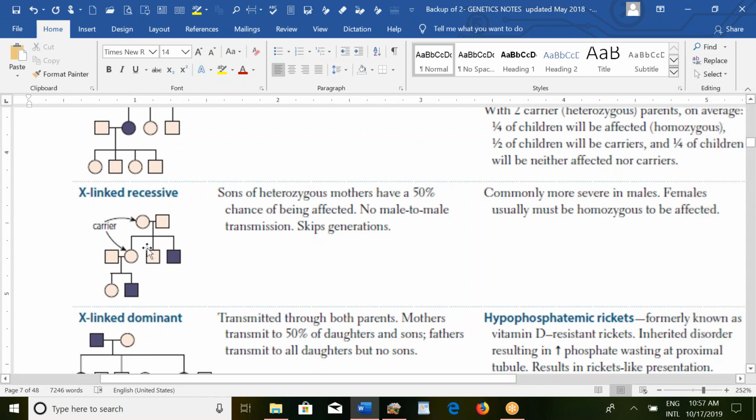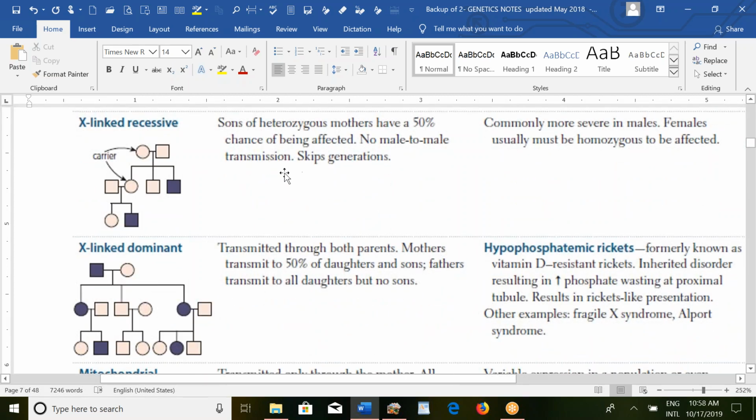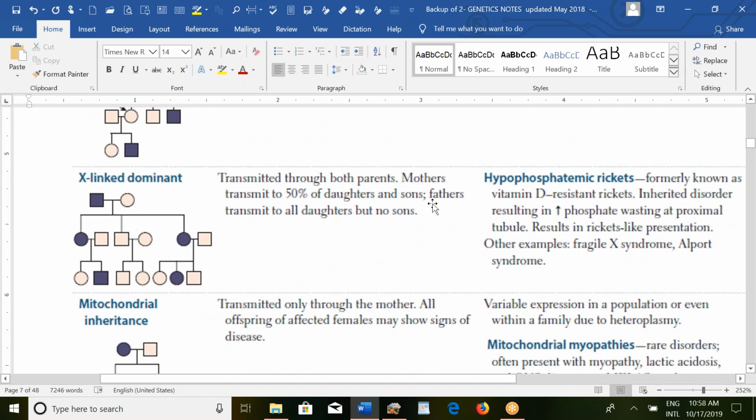So if they give you a question that the mother is a carrier, and her brother also died due to hemophilia, what is the chance that her sons will be affected? Half of the sons will be affected because she has two X chromosomes, one not carrying the defect and one carrying the defect. So half of the daughters will be carriers and half of the sons will be affected. While if a male has hemophilia, then all of his daughters will be carriers and none of the sons will be affected, because this is X-linked recessive transmission. The father will pass one gene, so the girls will be carriers but they will not be affected.